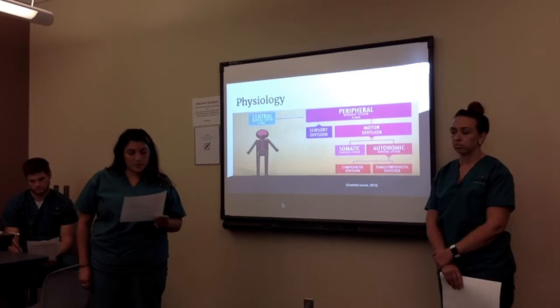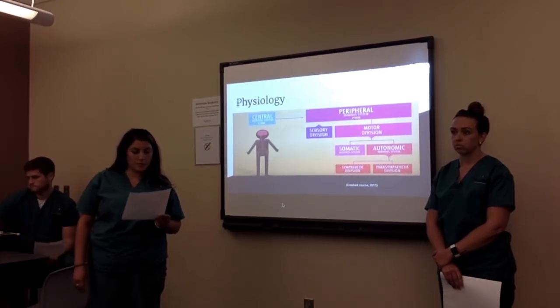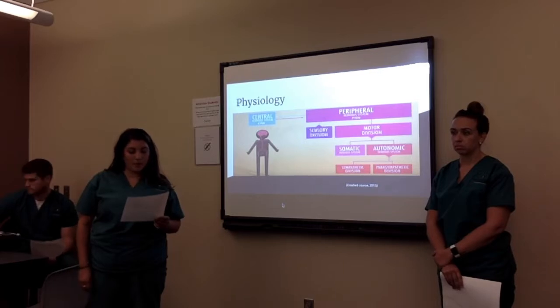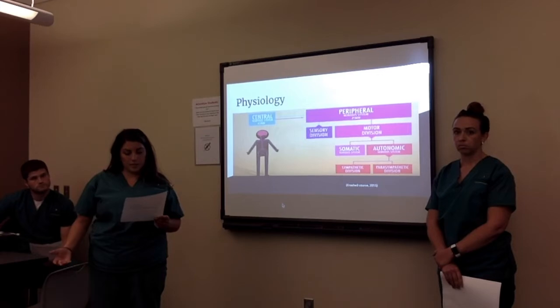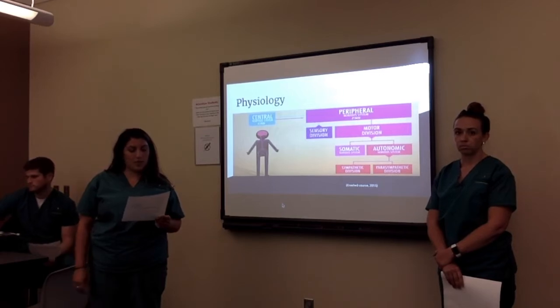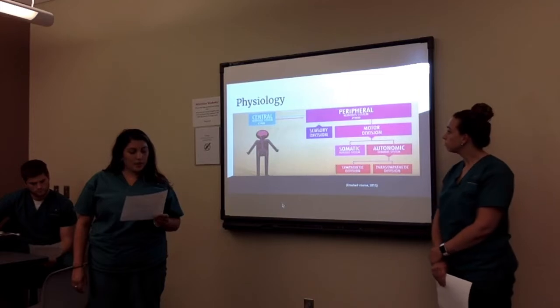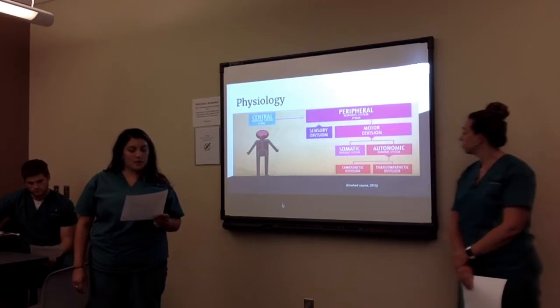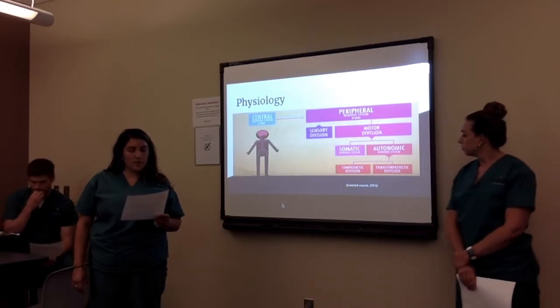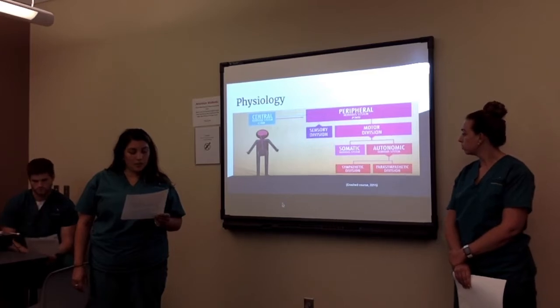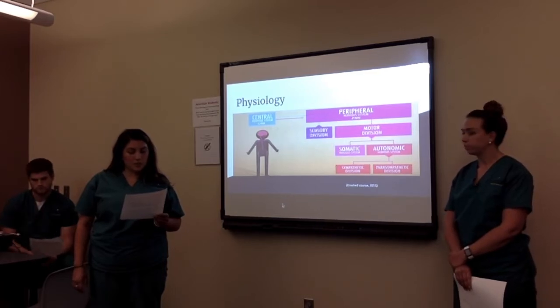There are two systems, the central nervous system and the peripheral nervous system. The peripheral nervous system has sensory input and motor output that is divided further into the somatic, or voluntary control of skeletal muscles, and the autonomic, the unconscious regulation of bodily functions like respiratory rate and heart rate. The sympathetic nervous system activates the fight or flight response, and the parasympathetic activates the rest and digest response.